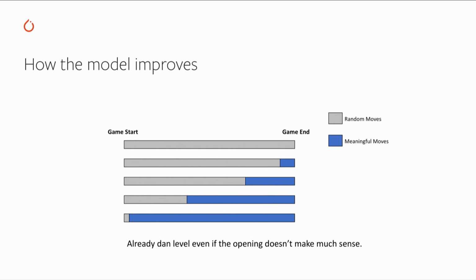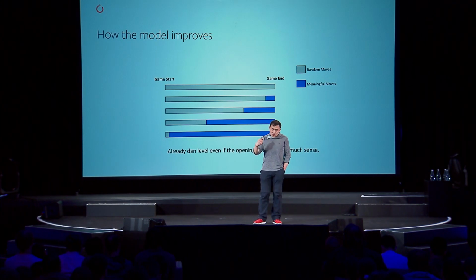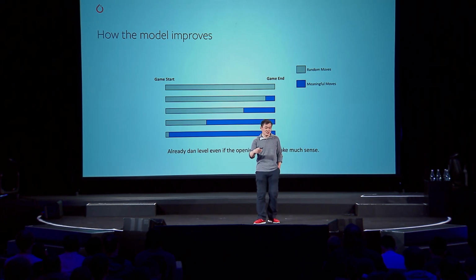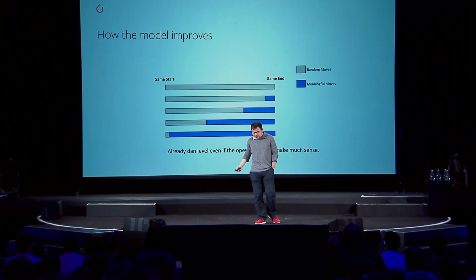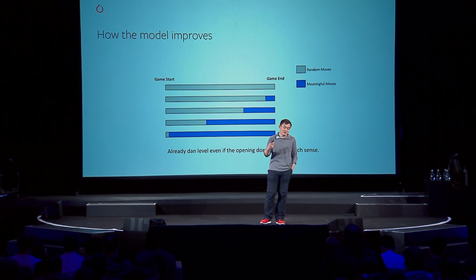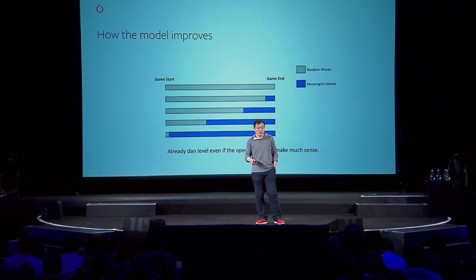Once it finds the direct connections, it will learn to find good moves near the end of the game. And after a while, the good moves basically back-propagate all the way to the opening. So after you train the model, you realize that the bot actually learned the opening at the end. It already achieved a very strong level, even if the opening does not make much sense.